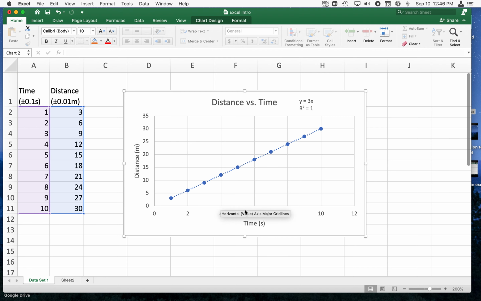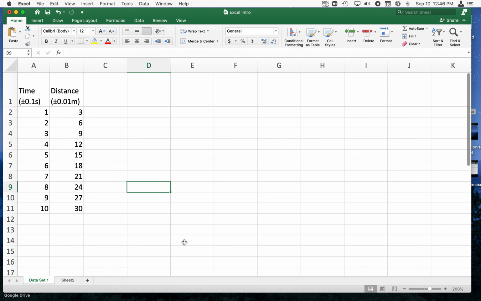And then I have axis labels, which gives the quantity and the unit that is being measured on that axis. I also have a trend line, or a line of best fit, and the equation for that trend line. So let me delete this, and then we'll start over again.